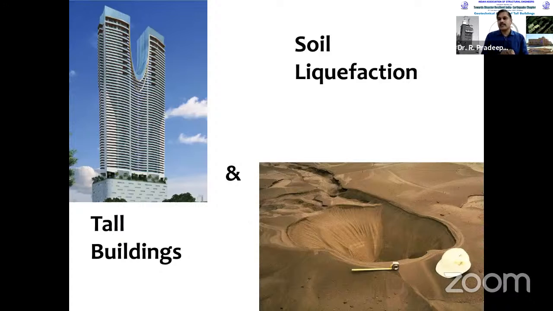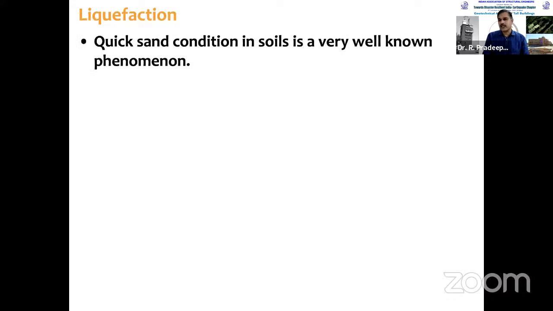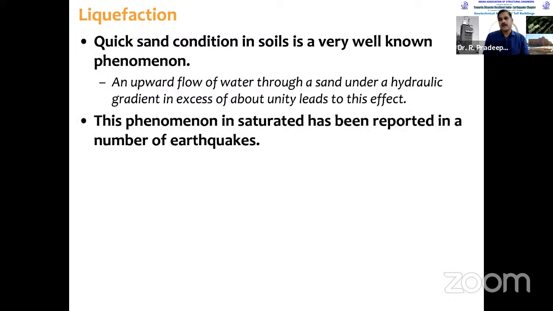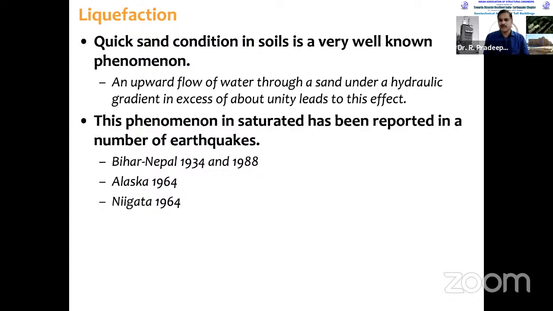Now coming to another aspect, which I feel is very important for structural engineers to understand: soil liquefaction. Some basics first. It is a quicksand condition, a very well known phenomenon, where there is upward flow of water through sand under a hydraulic gradient in excess of unity, that is, more than one. This phenomenon has been reported in many earthquakes, the famous ones being the Bihar-Nepal border earthquake, the Alaska earthquake, the Niigata earthquake, the Kobe earthquake and the Bhuj earthquake.